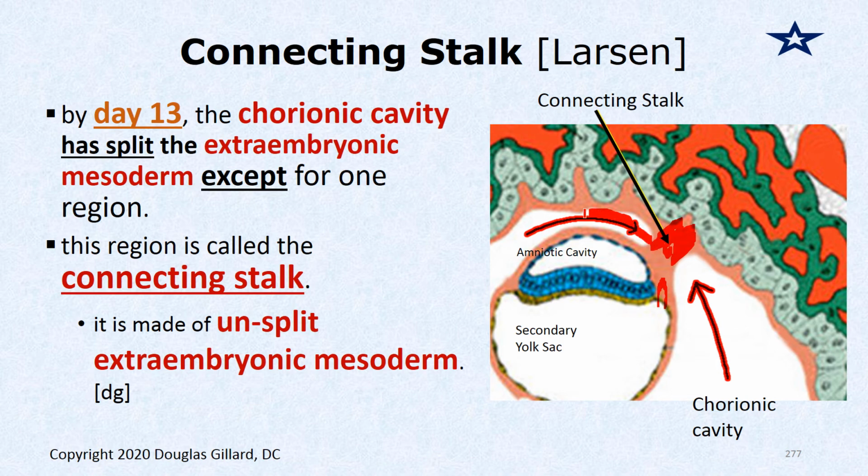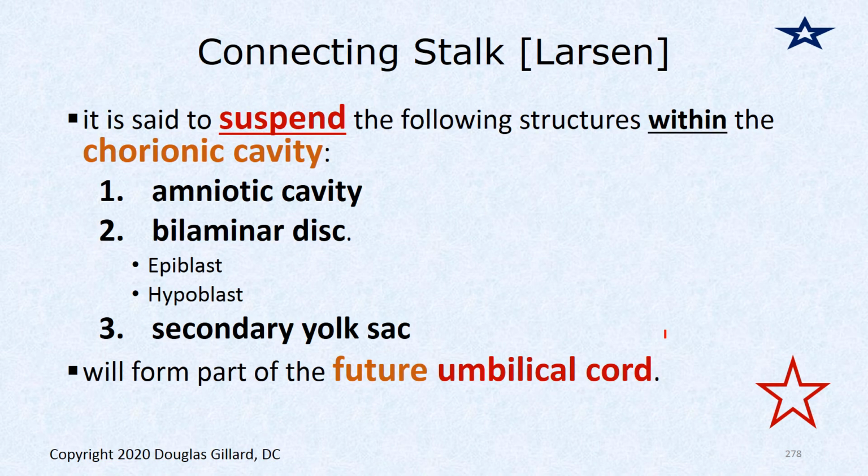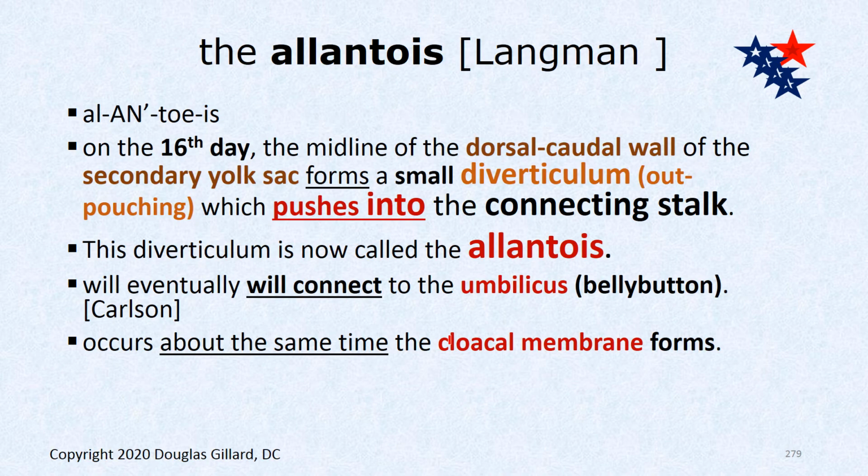All this stuff does. The amniotic cavity does. The bilaminar disc does. The secondary yolk sac does. I guess you could even say the splanchnic extraembryonic mesoderm does. Right? Okay, so there's all this stuff. I could have said splanchnic extraembryonic mesoderm too. Could have added that in there. Forms the future umbilical cord. Now the allantois.